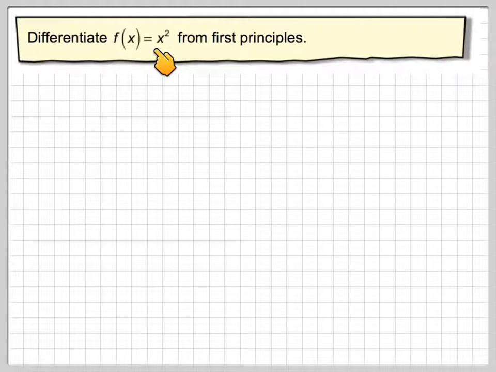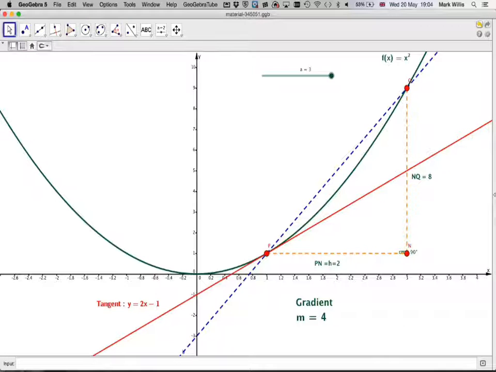Differentiate f of x is equal to x squared from first principles. This is one of the most fascinating things about calculus. I'm going to use an app called GeoGebra to help me explain this. Here, I have the curve, the green one here, f of x is equal to x squared.